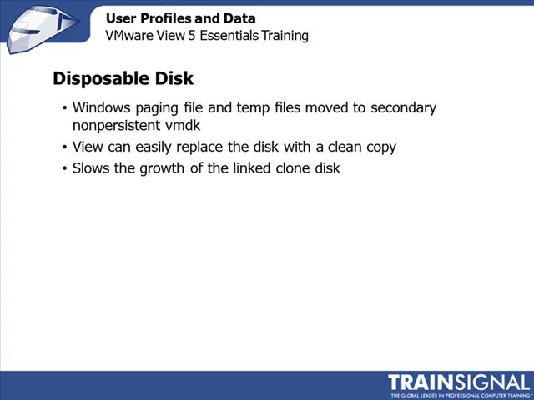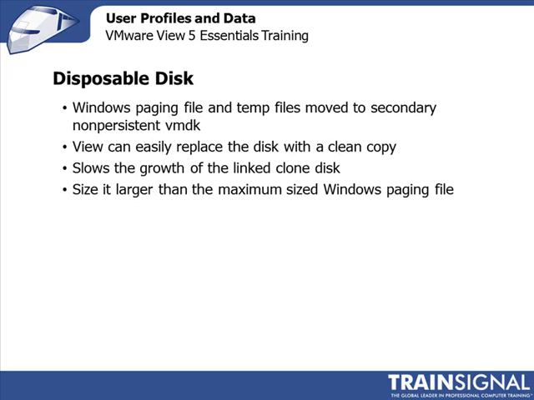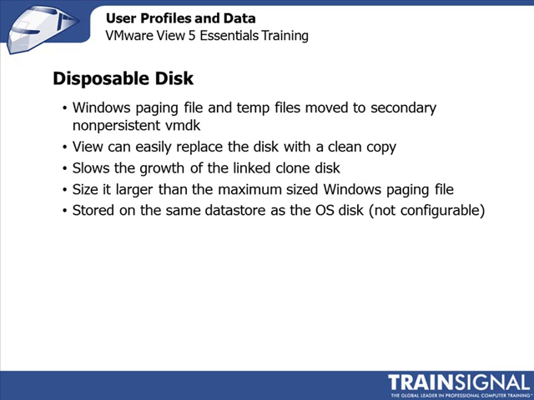This has the dual advantage of reducing your amount of storage and increasing performance because you're not continually growing that linked clone disk. You want to make sure to size it larger than the maximum page file size in Windows. In this case, it makes a lot of sense to explicitly define the size of the paging file so that you can properly size the disposable disk as well. Now, the disposable disk will be stored on the same data store as the OS disk.